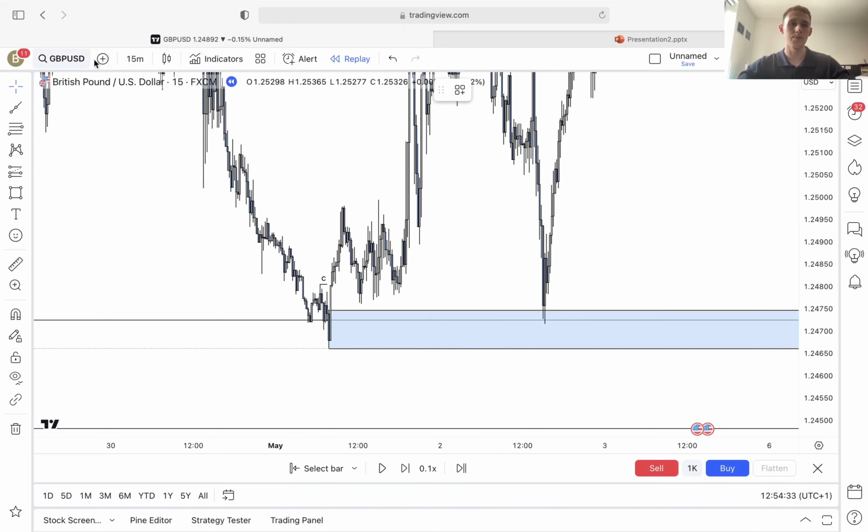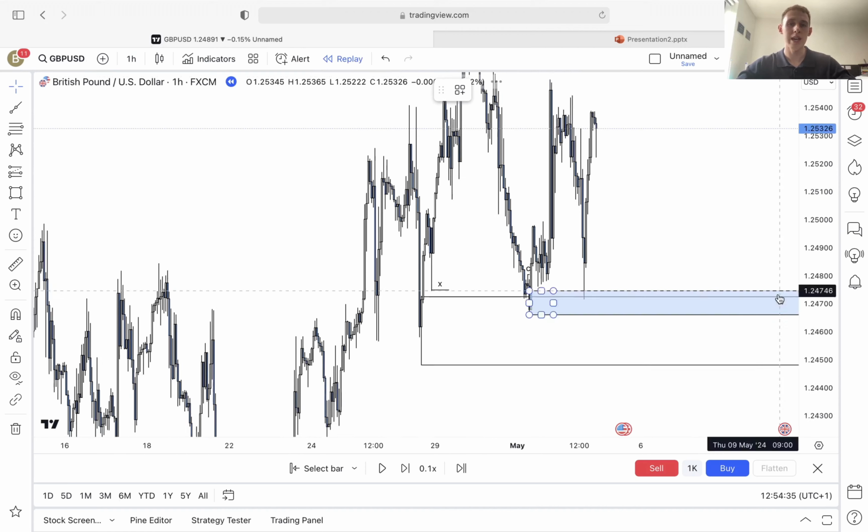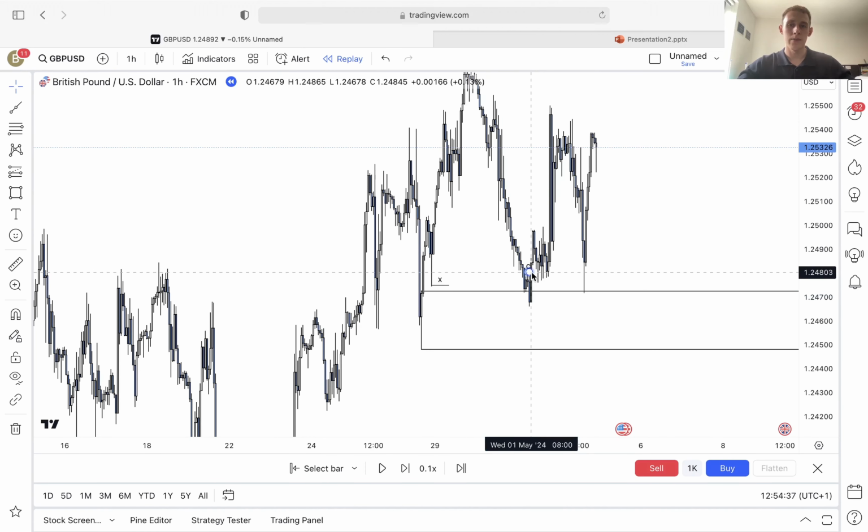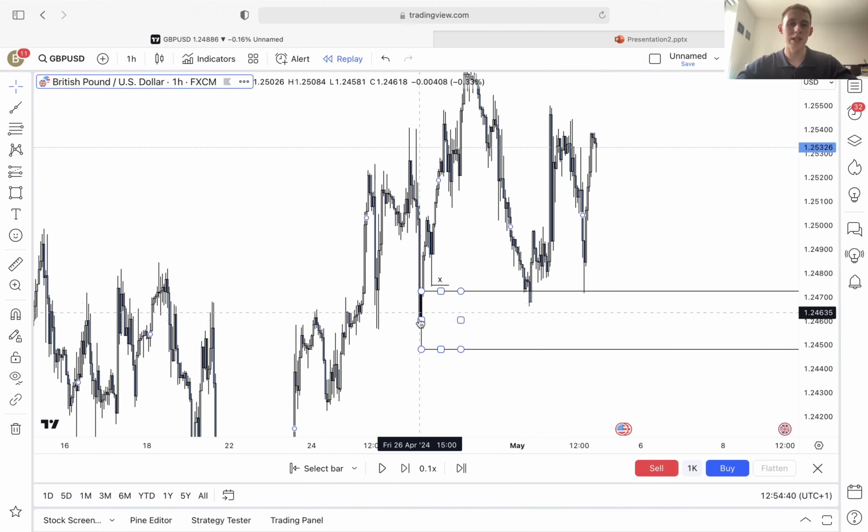So for example, in this case, we can see that once price came into this region before, we had this massive push away. Price then came back, and once again we had that push away with a lot of momentum coming into the market. So this was said to be an area of demand.